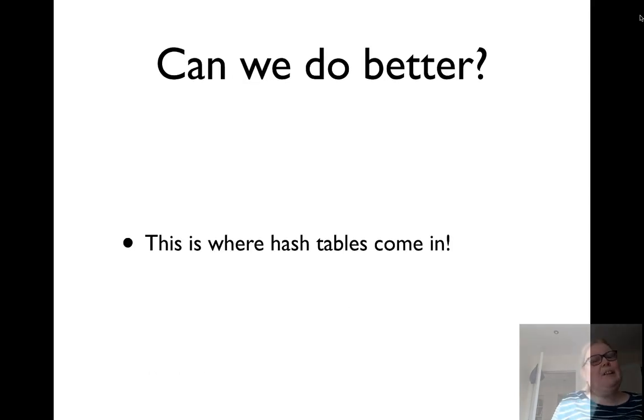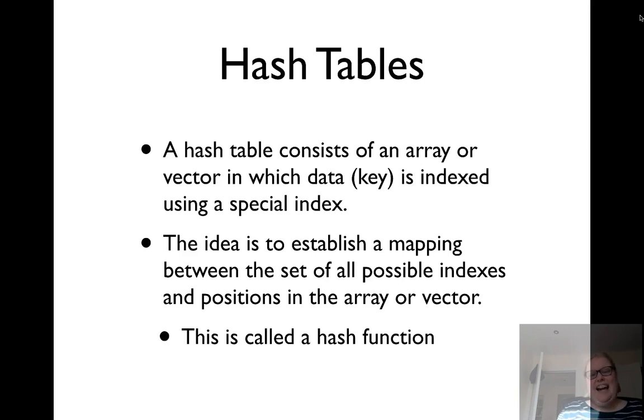Can we do better? Well, you'll be glad to know, yes we can, and this is where hash tables come in. So a hash table consists of an array or a vector in which data, which is often called the key, is indexed using a special index. So we don't just say arbitrarily we're going to shove this data into position 1 in an array. We decide which part of the array it is going to go into really carefully.